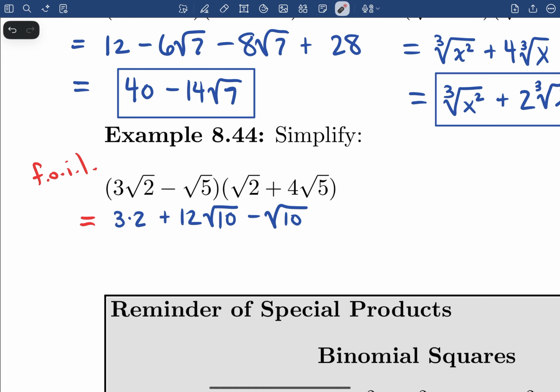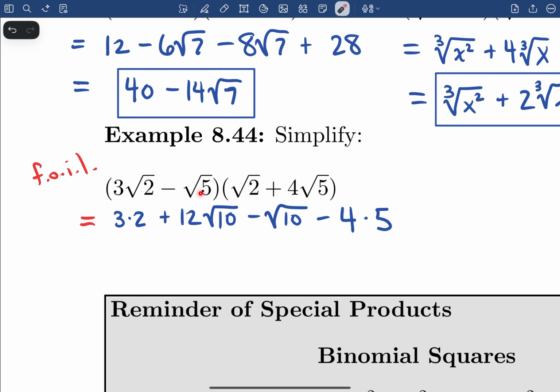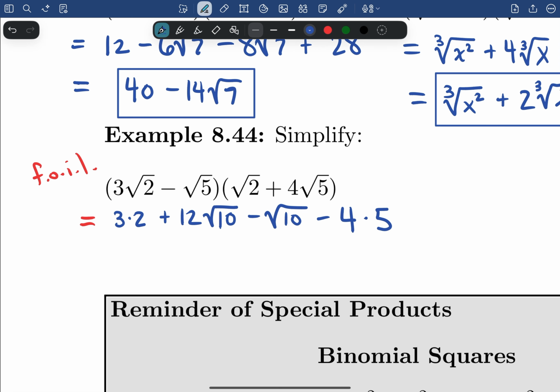And then let's move on to the last terms. Negative root 5 times positive 4 root 5. And that gives me a negative 4 times 5. Why am I saying that? Well, root 5 times root 5 is 5. Let me get out the smiley faces. The square root of smiley face times the square root of smiley face is equal to a smiley face. Therefore, the square root of 5 times the square root of 5 is equal to 5. Hopefully this is starting to sink in for you, because this is going to come up multiple times in your assignments.